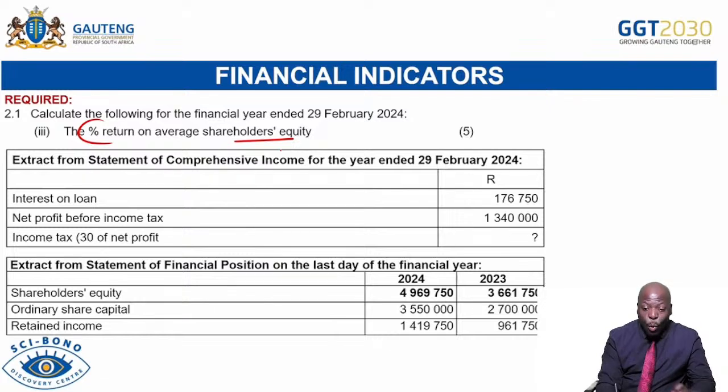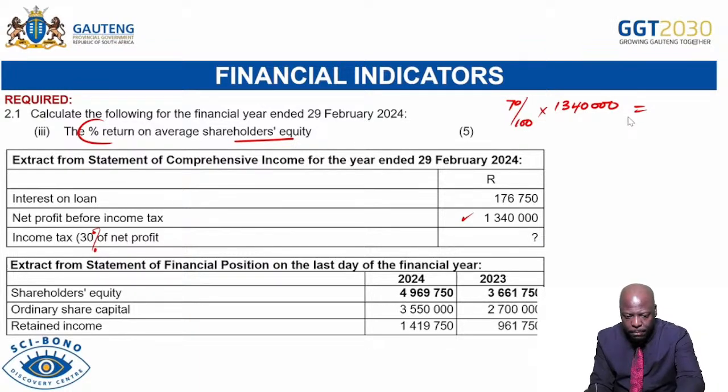Here we're talking of our net profit after tax. So I need to get my net profit after tax. And here I have net profit before tax, which is 1,340,000. I am told income tax is 30% of the net profit. That means net profit after tax is 70% of the 1,340,000, because I want net profit after tax. So it's 70% of that.